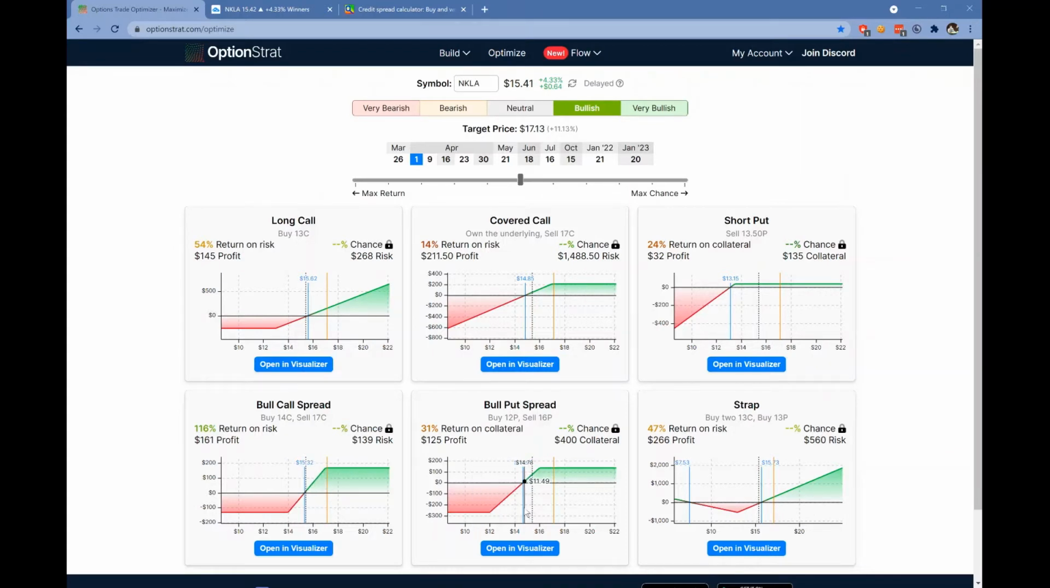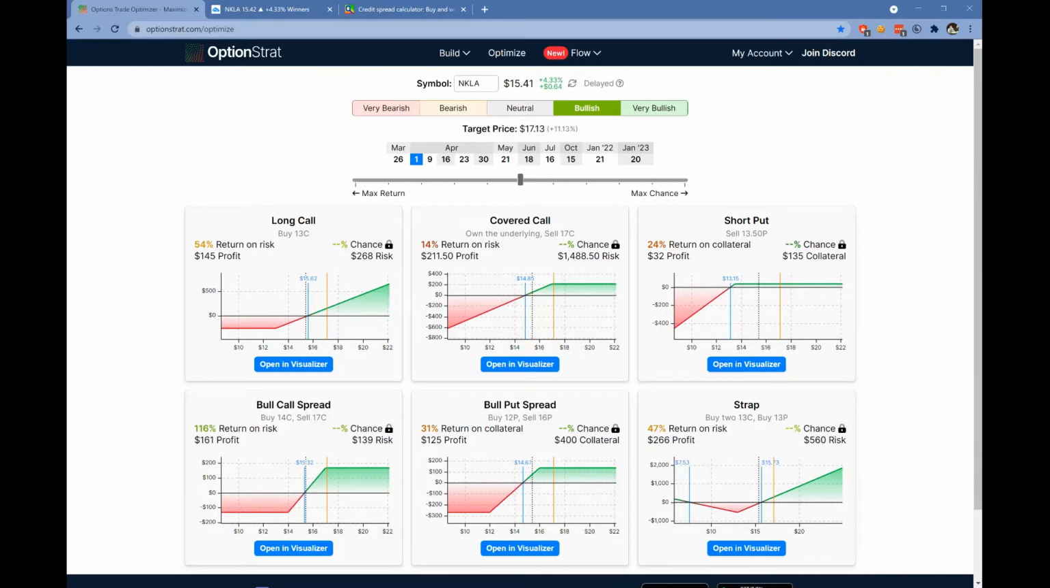You don't want the dotted line to be far in the red. That means the price has to move in your direction a lot before you can actually break even. If it's in the green, that means you're already breaking even, so if the trade stays with no movement at all, you'd actually be in the green. So over here, you'd be in the green, but it's only at 31% of your collateral, which is 100.